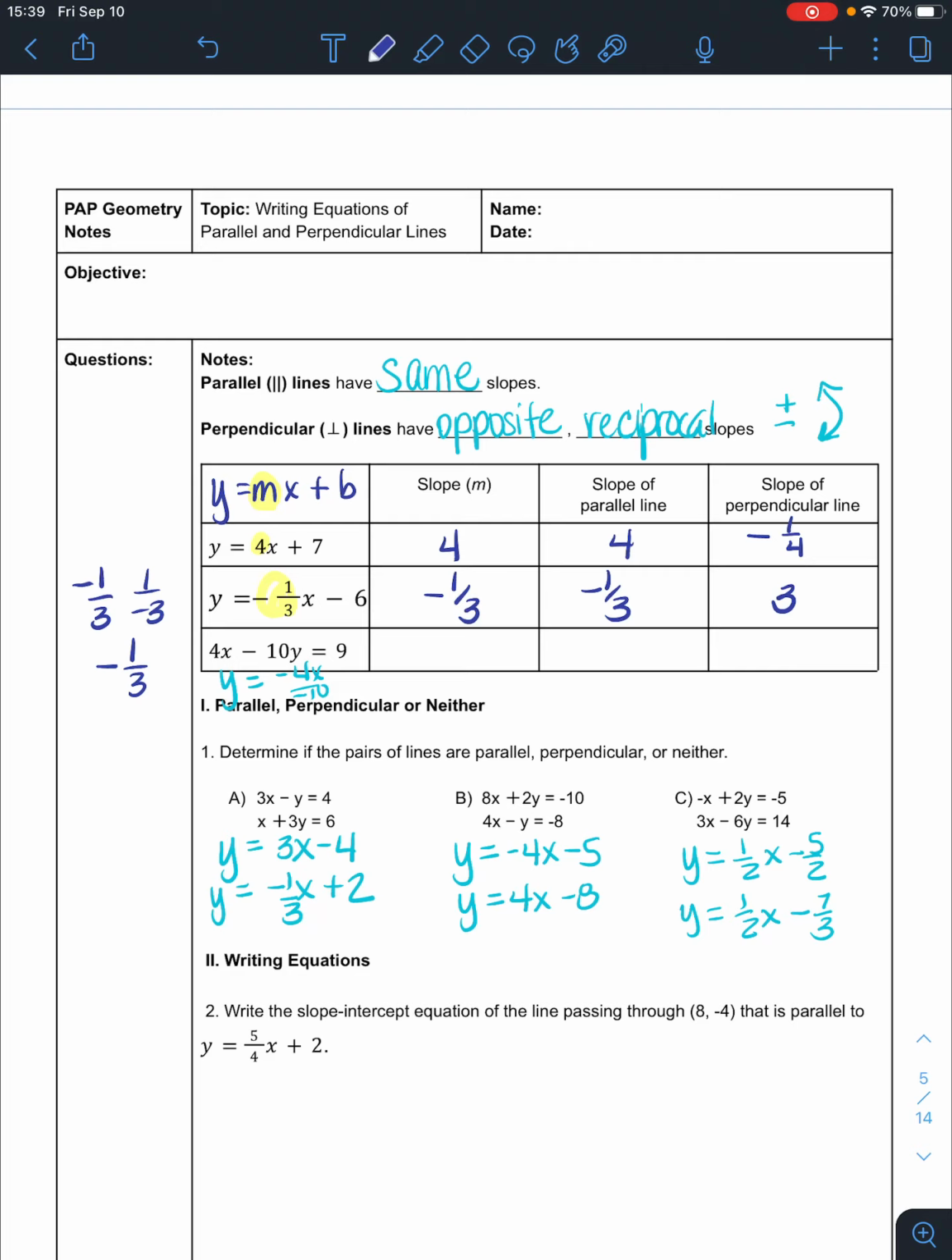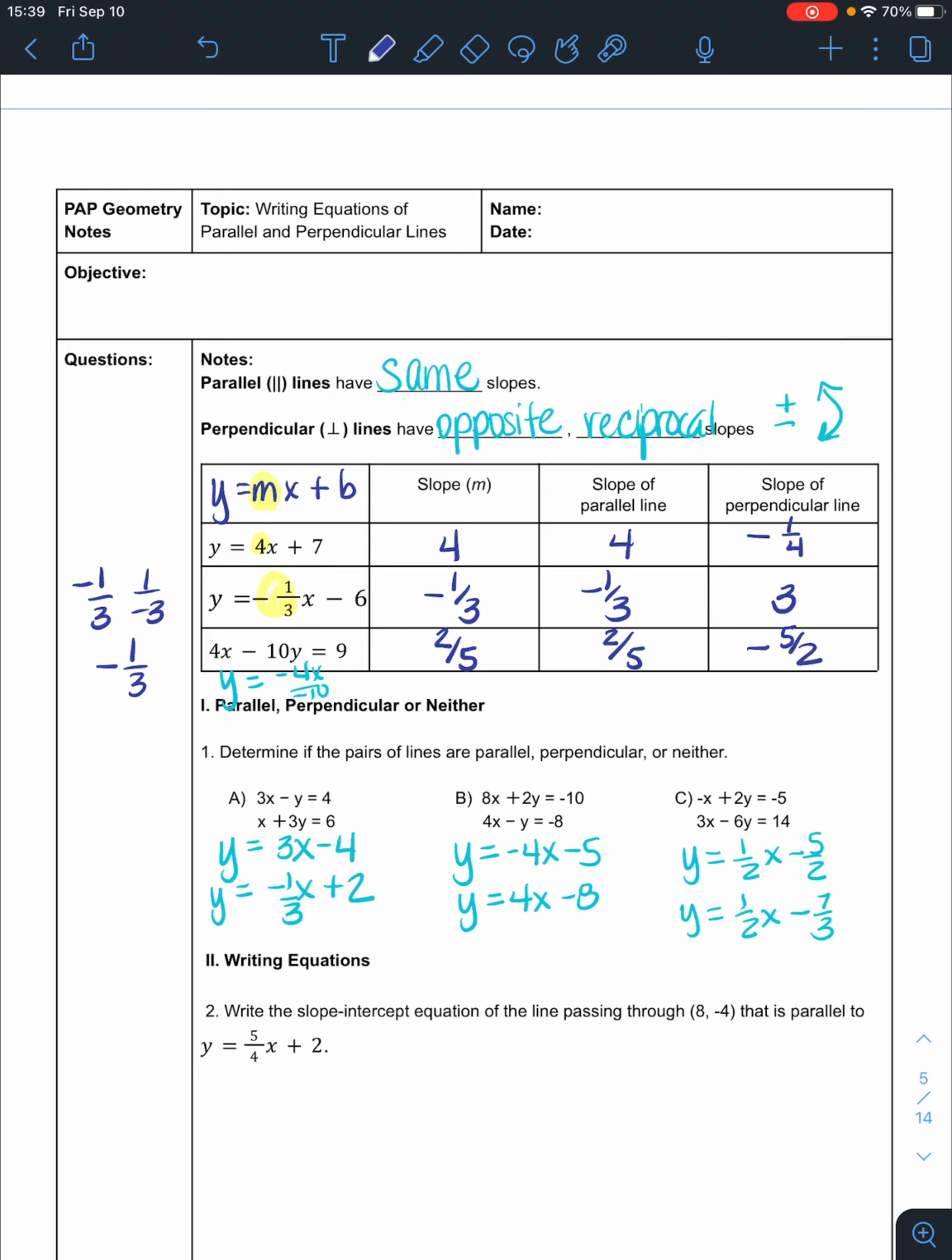Now the next equation, 4x minus 10y equals 9, is in standard form. In order to tell what the slope is, we need to convert it to y equals mx plus b, or at least do enough of the work to get to the slope. So if you subtract 4x from both sides and divide by -10, you get -4 over -10, which would reduce to 2/5. So the slope of that line is 2/5. The slope of the parallel line would have the same slope, it would also be 2/5. And the slope of the perpendicular will be opposite, so it will be negative, and the reciprocal, so you will flip over the 2/5.